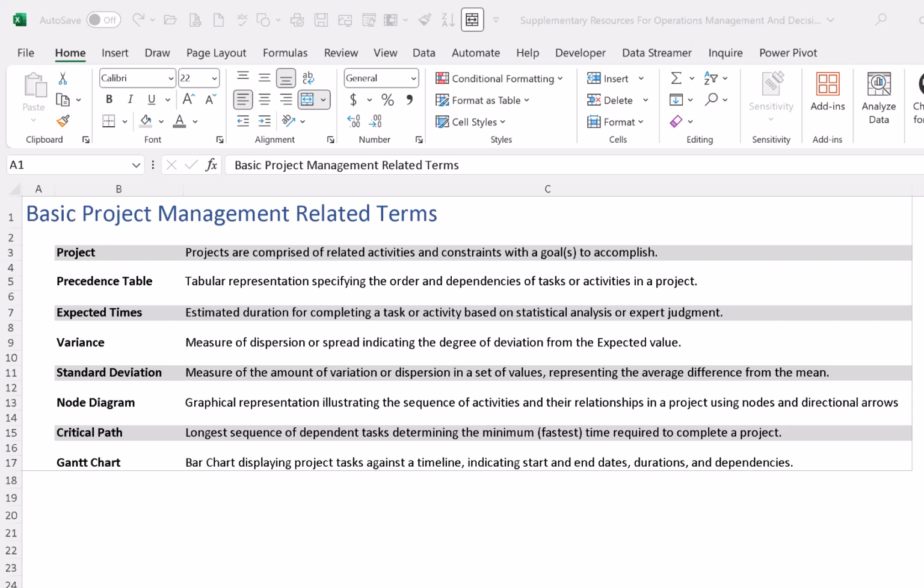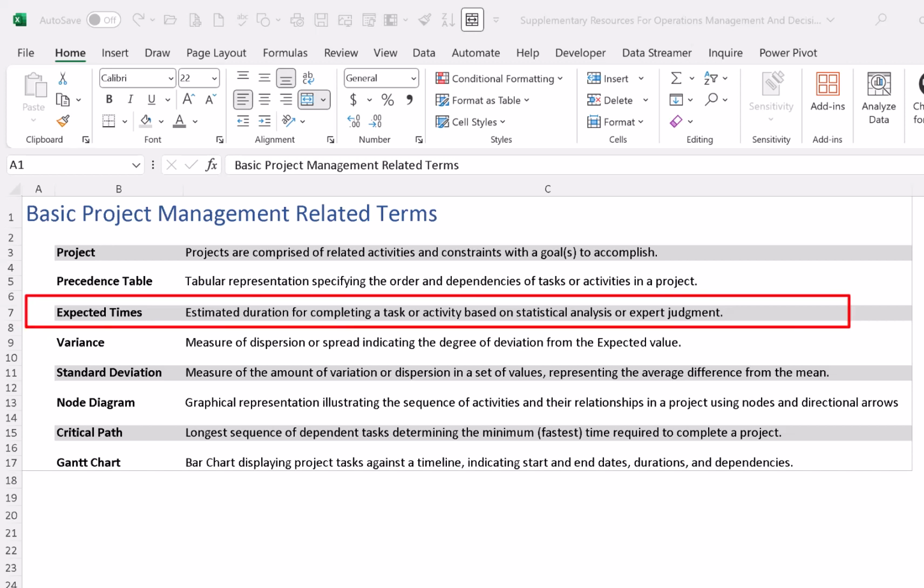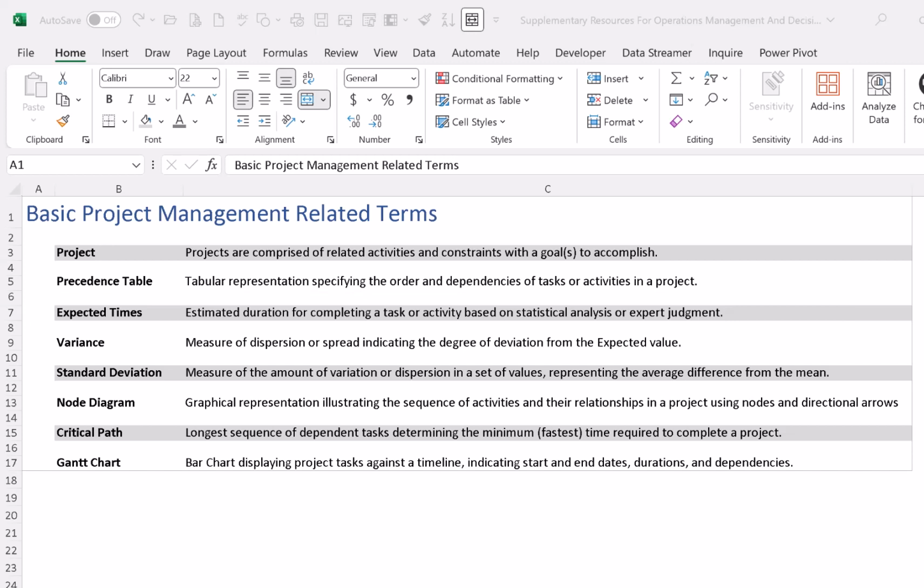Expected times refers to a weighted average of different times, such as optimistic times, pessimistic times, and what the industry experts think are the most likely times. There's a simple formula to do that, and we'll look at it in just a second. We can also apply statistics to measure the dispersion or variation of these times from each other.